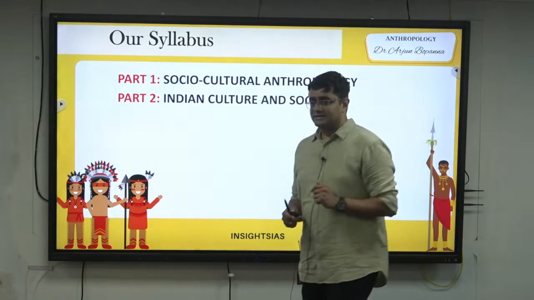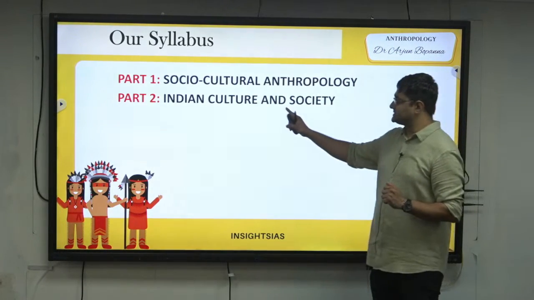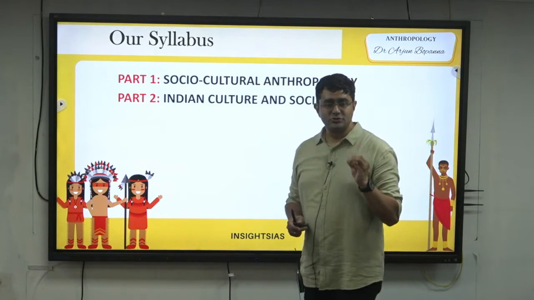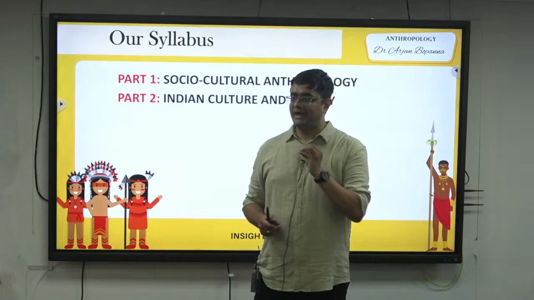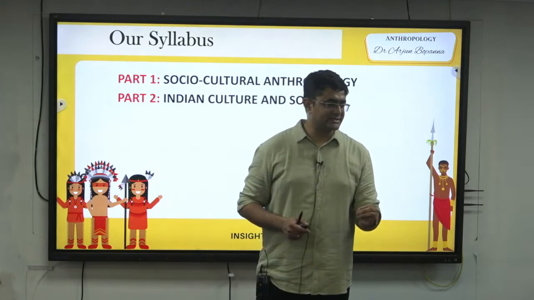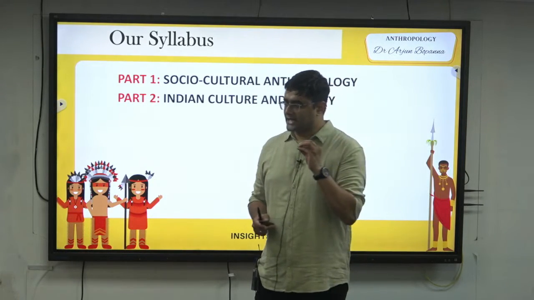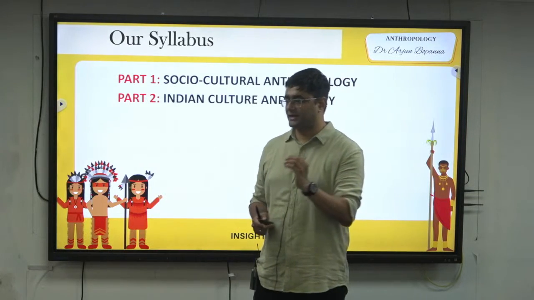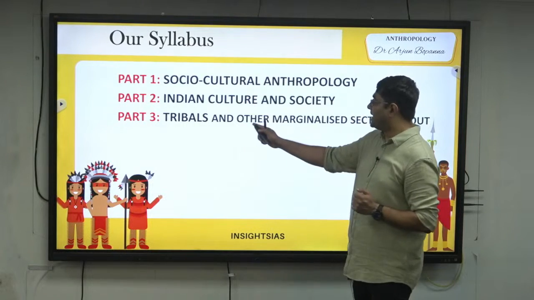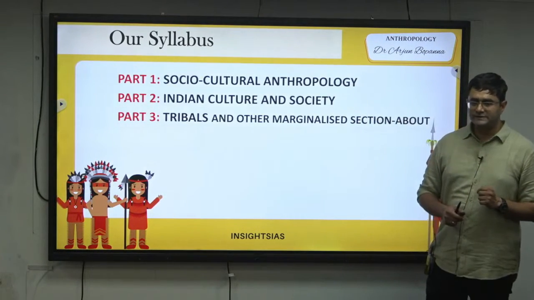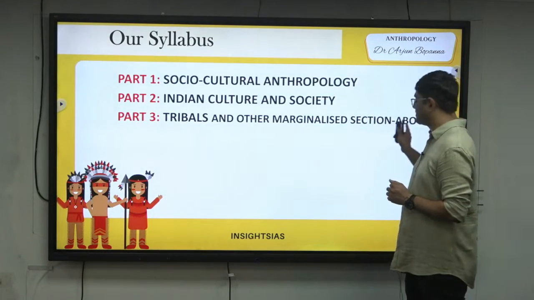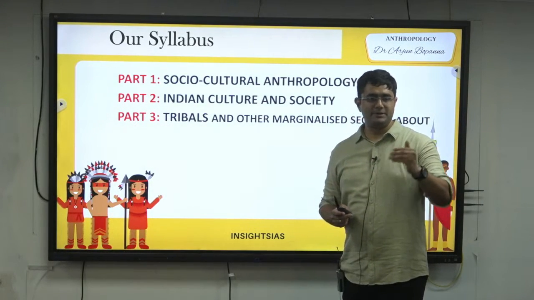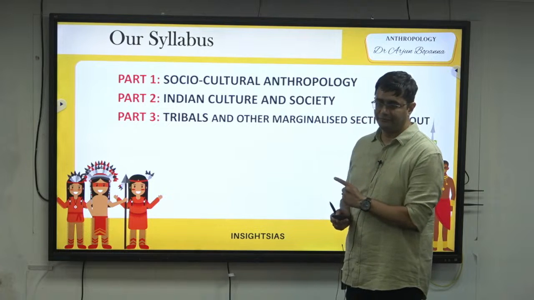Right? Then the second part what we will be doing is Indian culture and society, where we will be talking about the Indian social system, right? The value system, the caste system, and various aspects of Indian people, that is linguistic classification, racial classification, etc. Part 3, we will be talking about tribals and other marginalized sections, and all of that we will be studying. Okay, tribes, their problems, etc. That is in part 3.